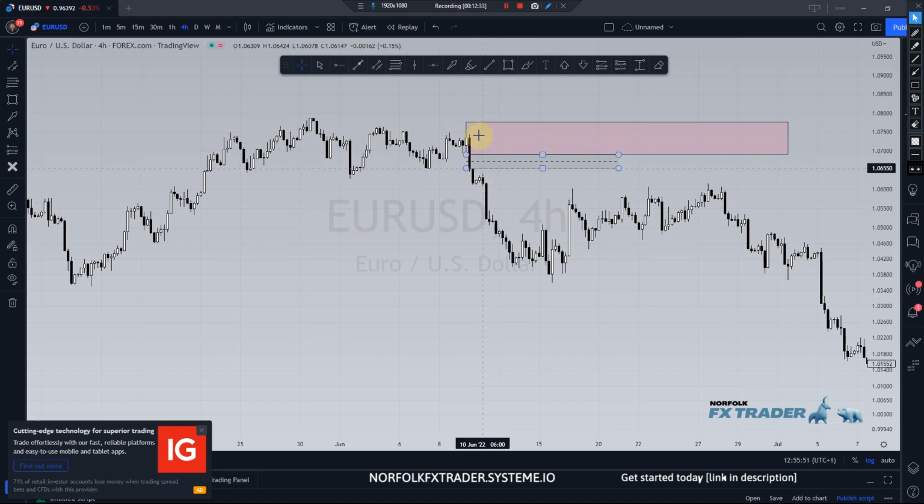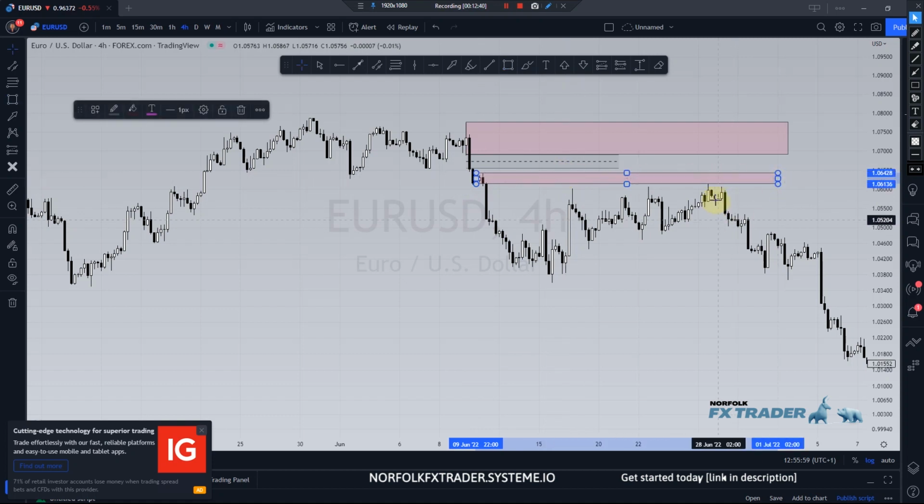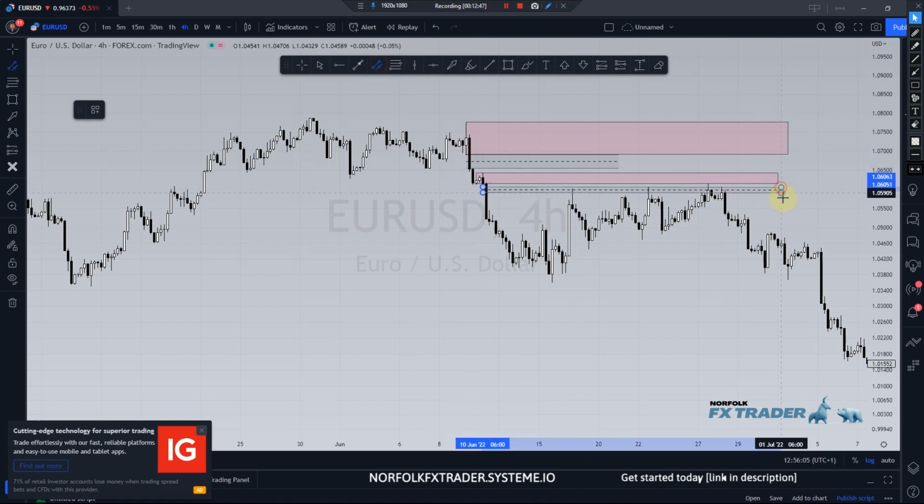We have a pullback. So again, we have the same thing. We can see this area of supply. Price does tag it. We also have this nice area here of imbalance, which gets filled. So now we have these two zones. Okay, so we have this momentum move away, which actually looks stronger than this first one. But what's the third step?